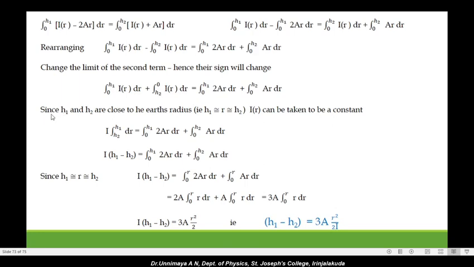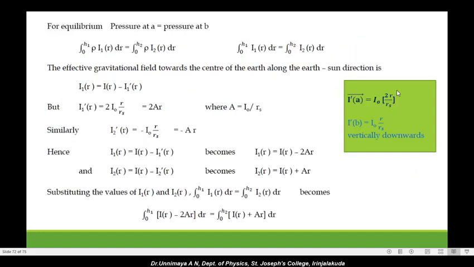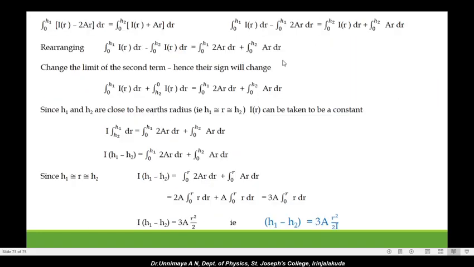Here we consider H1 and H2 are close to the Earth's radius. That is, H1 and H2 are approximately equal to R, the Earth's radius. This is the height of the water well, H1 and H2, approximately equal to the radius of Earth. Then I of R can be taken to be a constant. If H1 and H2 are approximately equal to the radius, we can consider I of R as a constant. So if I of R is a constant, we can take that constant term outside the integration.